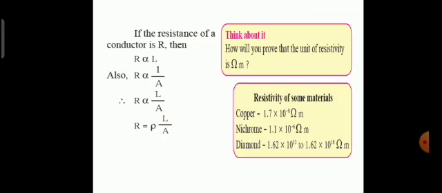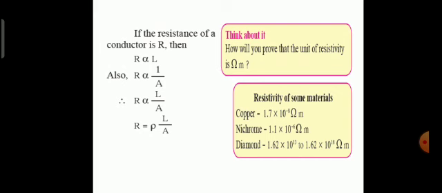Now, resistivity. At a given temperature, the resistance R of a conductor depends on its length L, its area of cross section A, and the material it is made of. The resistance of a conductor is directly proportional to the length of the conductor, so R is directly proportional to L, and it is inversely proportional to the area of cross section of the conductor. So R is proportional to L divided by A. When we say inversely, it means divided by A.